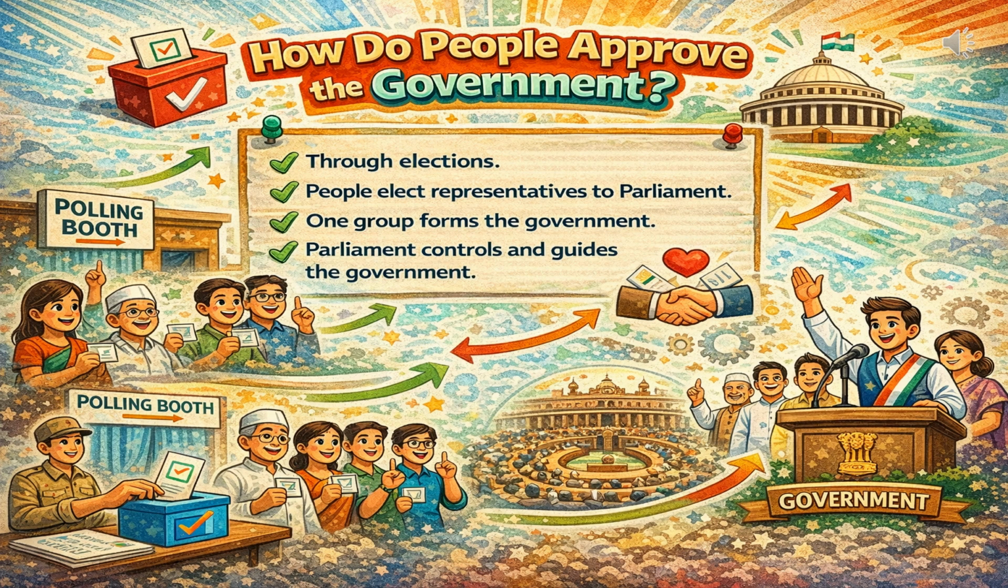They do this through elections. People elect their representatives to parliament. The party that wins forms the government. But remember, parliament does not just create the government. It also controls and guides it.